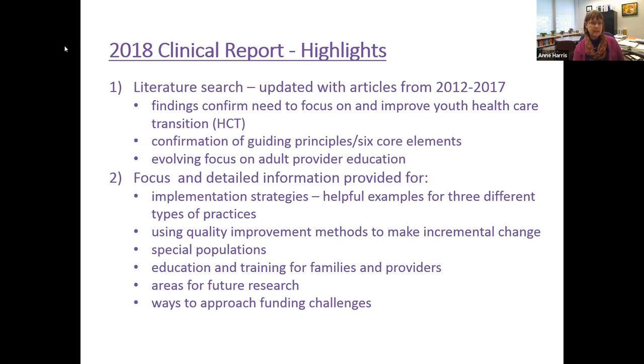A little bit later in this presentation, other team members are going to talk about special populations, education and training, and ways to approach funding challenges that are also mentioned in more detail in the report.